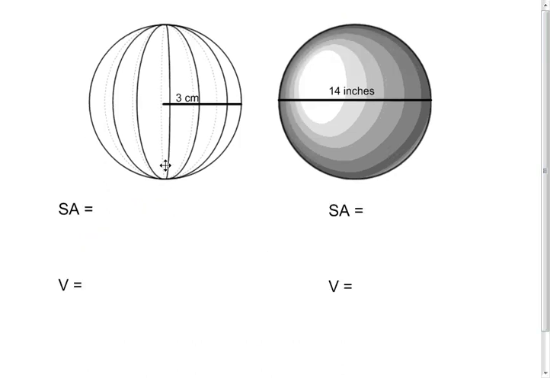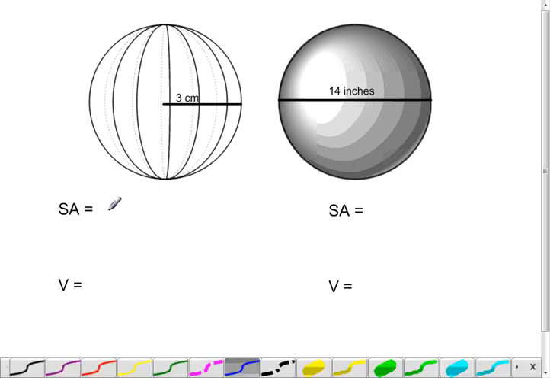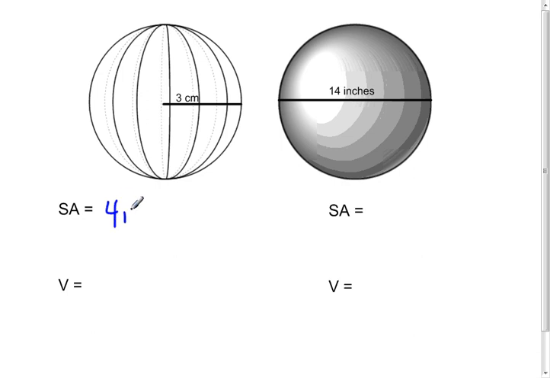Let's find the surface area and volume of this sphere on the left here. So the surface area formula, if we remember, is 4 pi times the radius squared. And so we'll go 4 times pi times 3 squared. Well, 3 squared is 9. 9 times 4 is 36. So our answer is 36 pi centimeters squared.